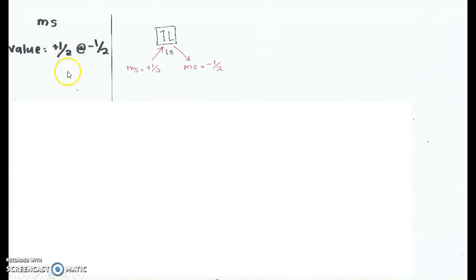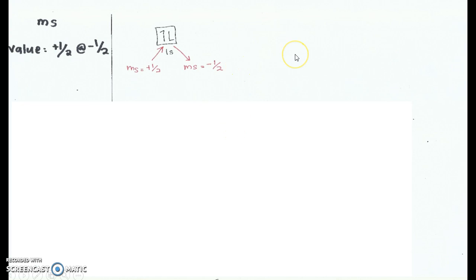Last but not least is ms. ms refers to spin. The value for spin only has 2 options, either positive half or negative half. If you look at the example here, we have 1s, so when the arrow is upward, the ms has a positive half value, and if the arrow spin is downward, the ms value is negative half. I hope you can understand all 4 quantum numbers.